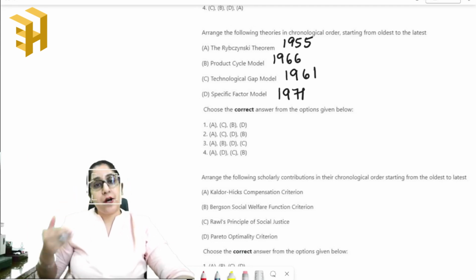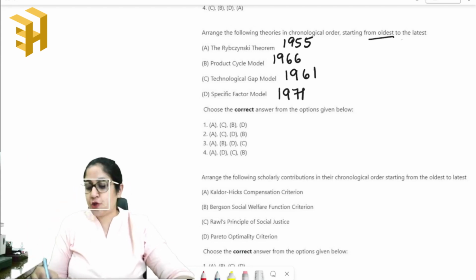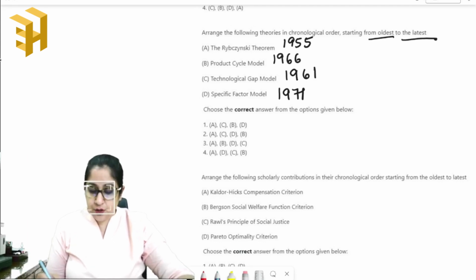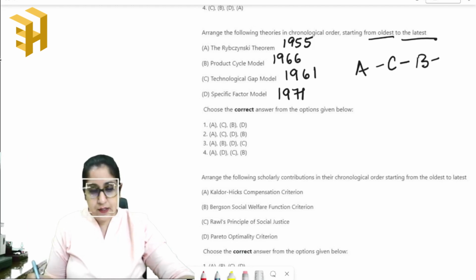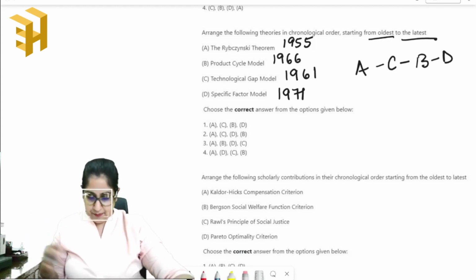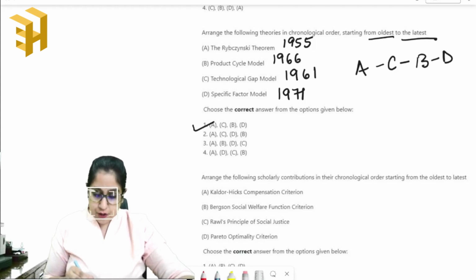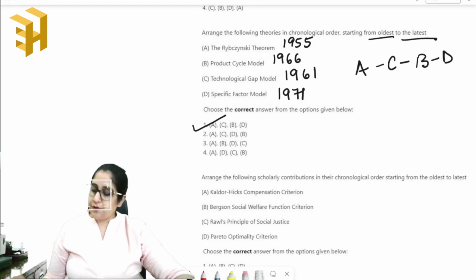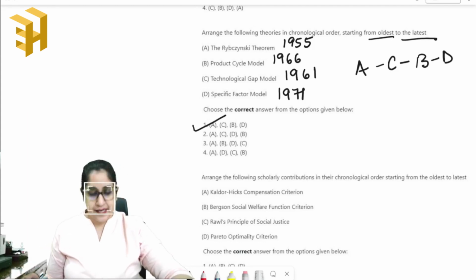Now we have to arrange this from oldest to the latest. So the oldest theory is Rybczynski's theorem, then comes your technological gap, then comes your product cycle model, and last comes your specific factor model. So A, C, B, D. And which option? Option 1 will be your right answer in this case.